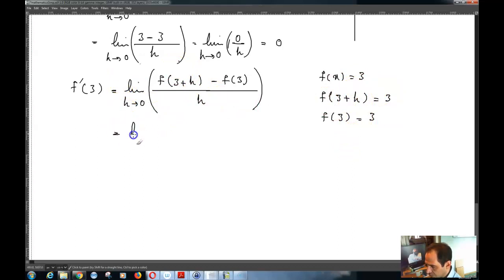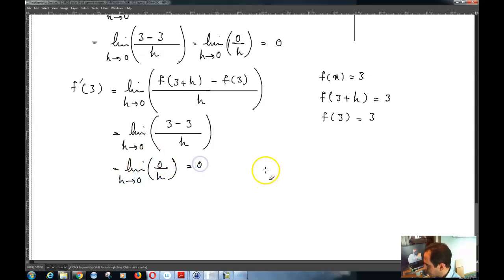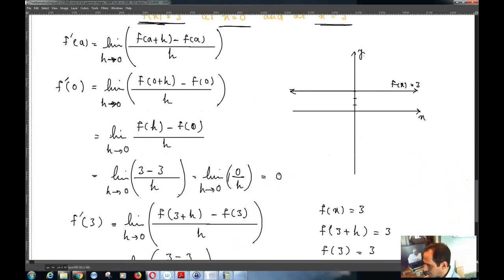So again, you will get the limit of 3 minus 3 over h as h tends to 0, which is again the limit of 0 over h as h tends to 0, which is equal to 0. So you can see that the slope of a straight horizontal line at any point is equal to 0.